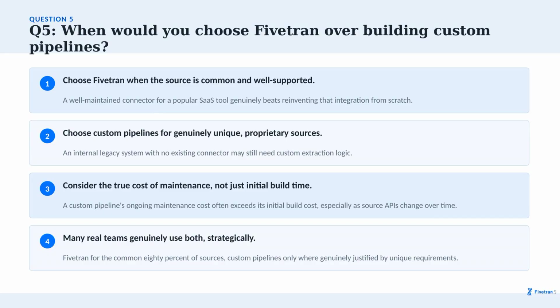Choose Fivetran when the source is common and well supported. A well-maintained connector for a popular SaaS tool genuinely beats reinventing that same integration completely from scratch yourself. Choose custom pipelines for genuinely unique, proprietary sources. An internal legacy system with no existing connector may still genuinely need custom extraction logic built specifically for it. Consider the true cost of maintenance, not just initial build time. A custom pipeline's ongoing maintenance cost often exceeds its initial build cost significantly, especially as source APIs change over time.